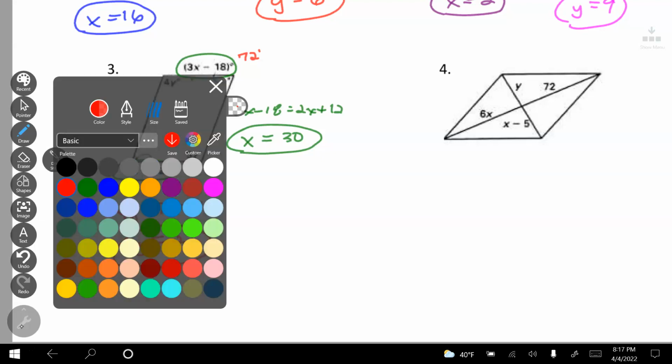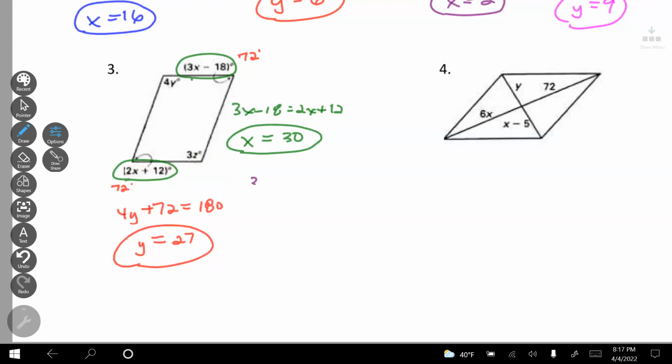And I also get 3z plus 72 is equal to 180. And what I do for z, I get z equals 36. I'm going through the algebra quickly. You could do that on your own. It's not really that difficult.